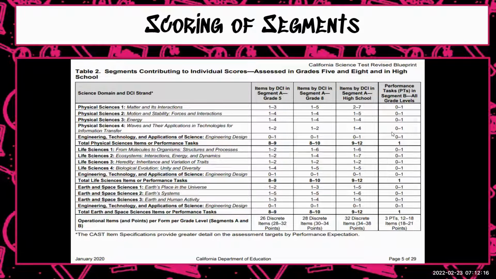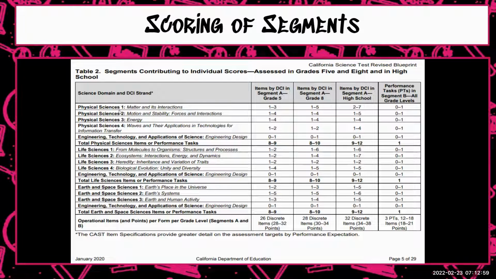The next piece is some information I took from the California Science Test Revised Blueprint. And this is really telling how many items a student might encounter in segment A. Now, segment A are discrete items. So how many items might a student encounter in physical sciences in 5th grade, in 8th grade, and in high school? And then here are the performance tasks that they might find in segment B. So that's that 4, 5, and 6 segment, how many items they might find in that section based on physical sciences. So that's kind of what you're looking at here.